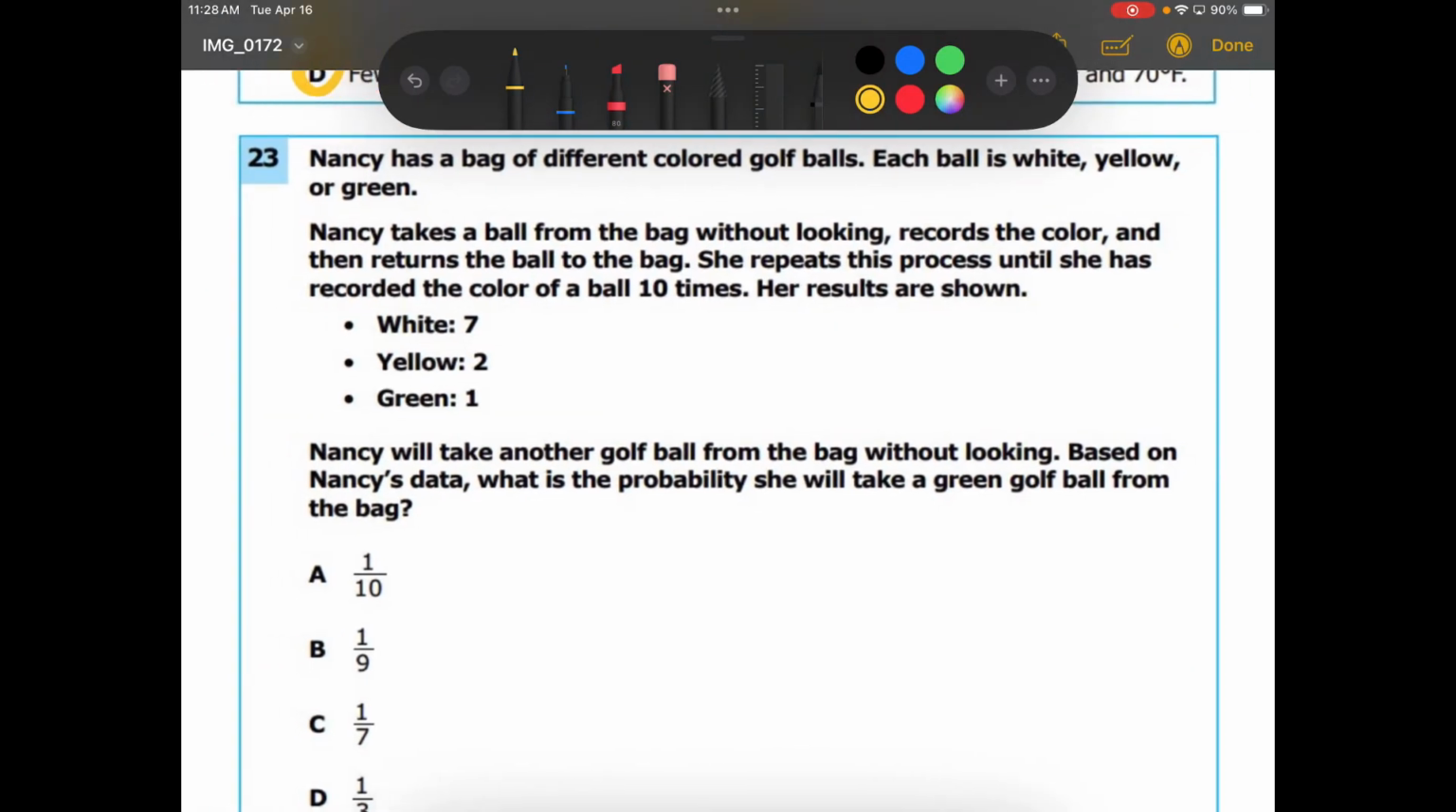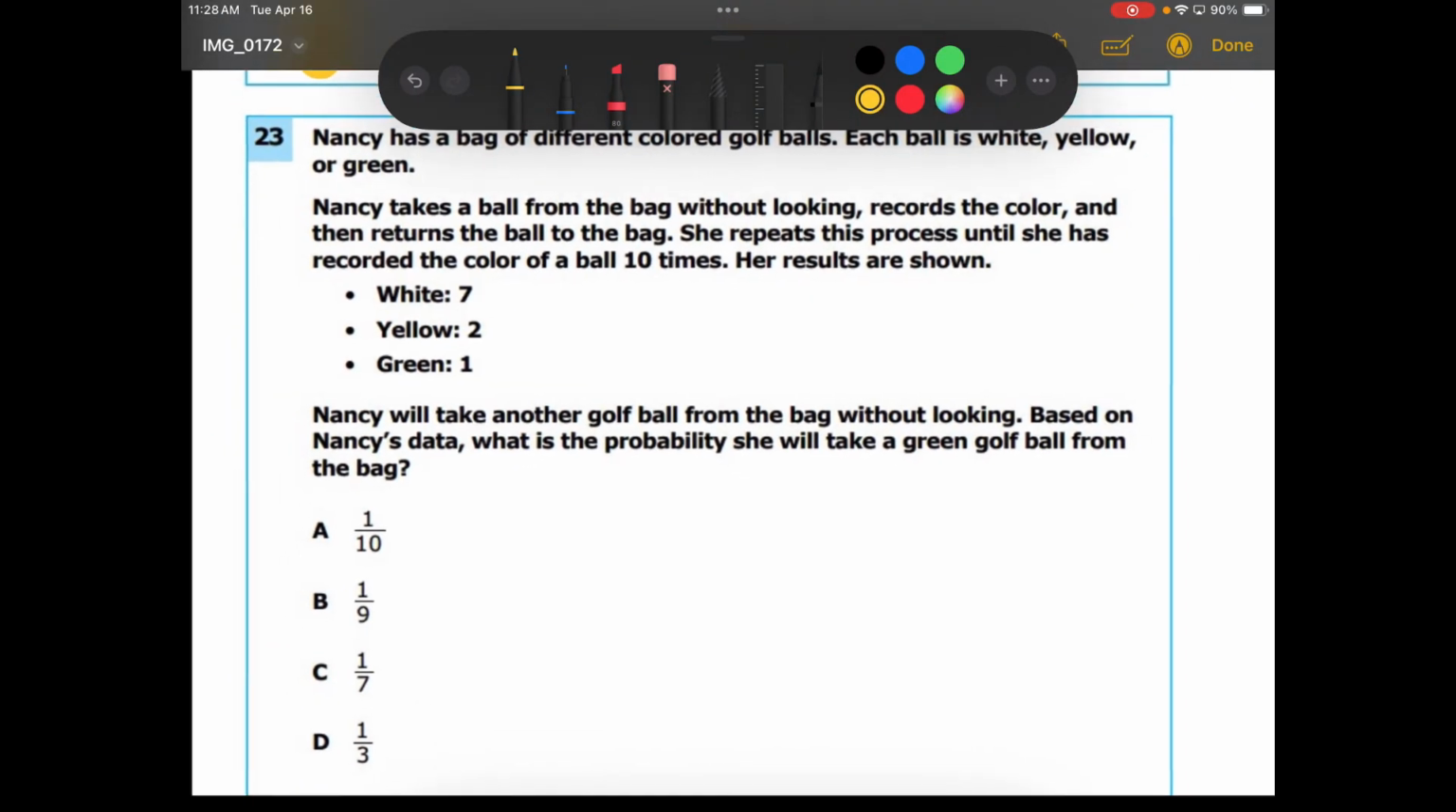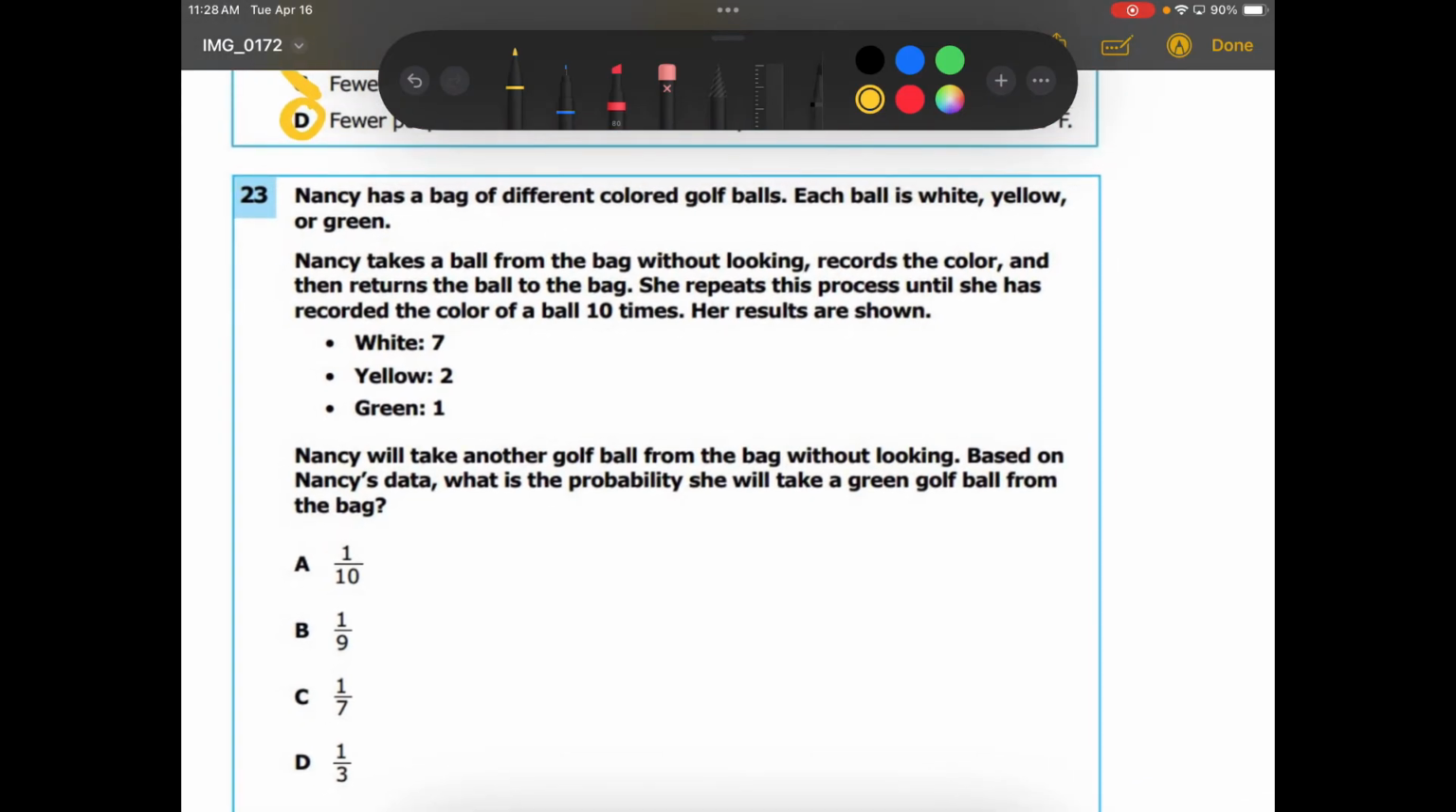Number 23. Nancy has a bag of different colored golf balls. Each ball is white, yellow, or green. Nancy takes the ball from the bag without looking, records the color, and then returns the ball to the bag. Why is that so important? Why is it so important for them to tell you that she put the balls back?